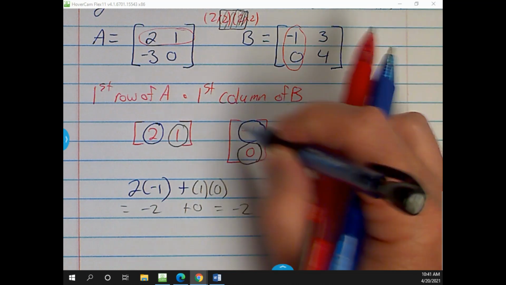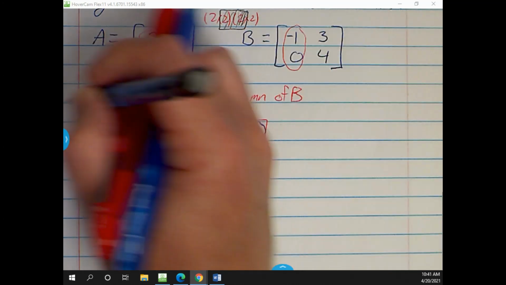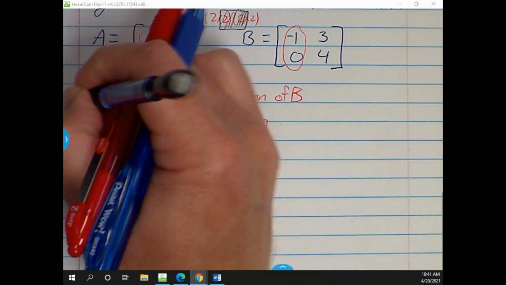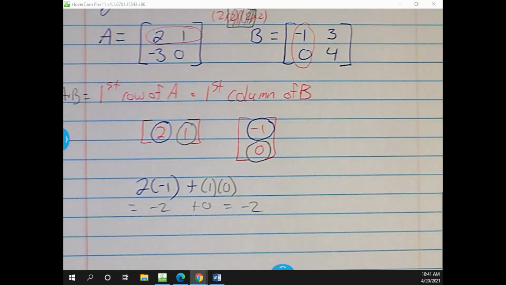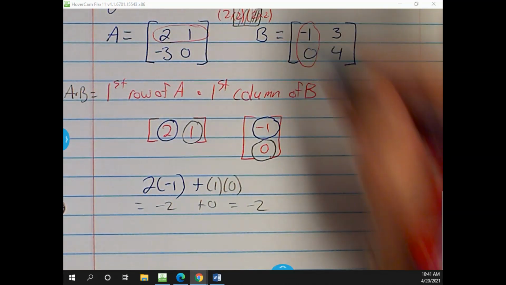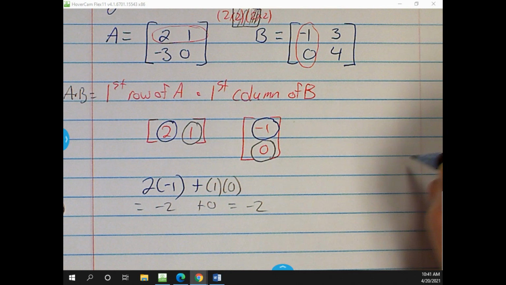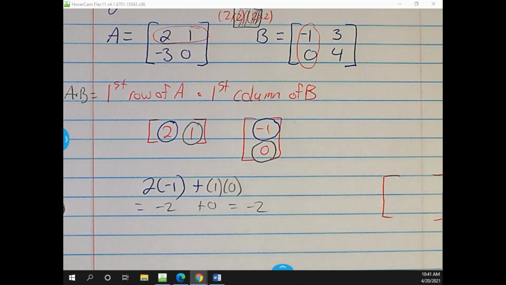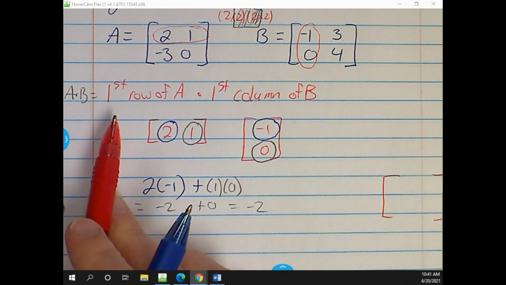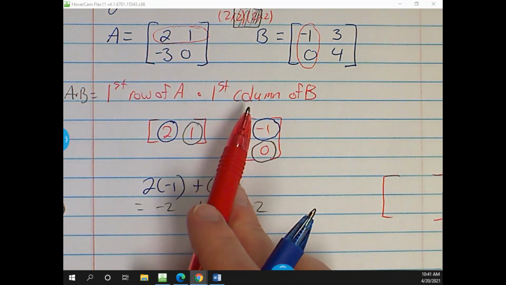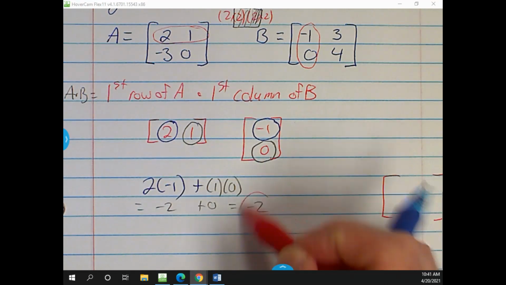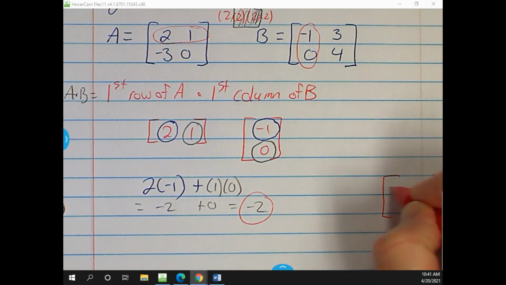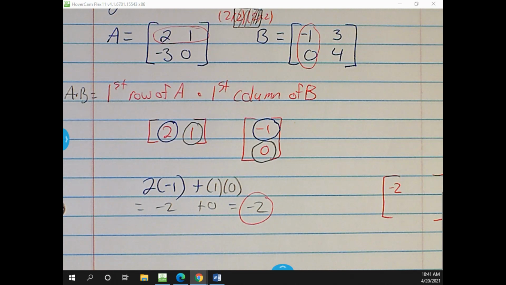So when we do A times B, if we were going back and doing A times B, the answer back up here is going to be a 2 by 2 matrix. So we put a box over here just so we can go back and see what it is we're doing. Since this is the first row in the first column, that's telling you where this answer is going to go. This negative 2 goes in the first row in the first column.